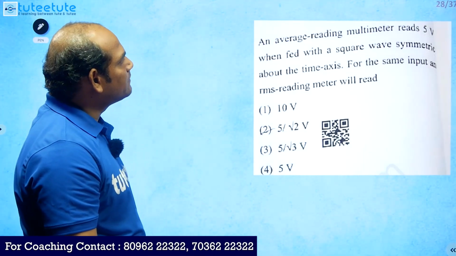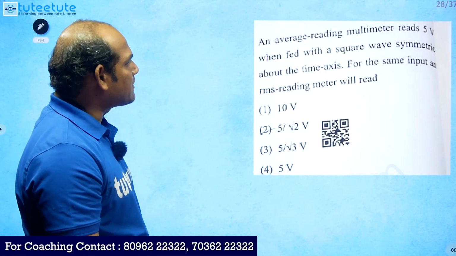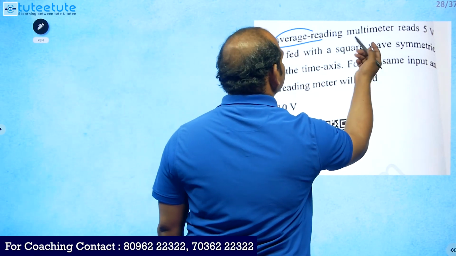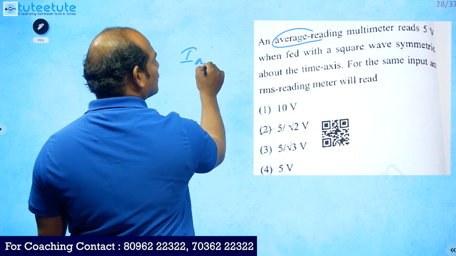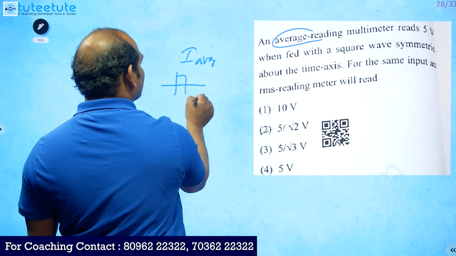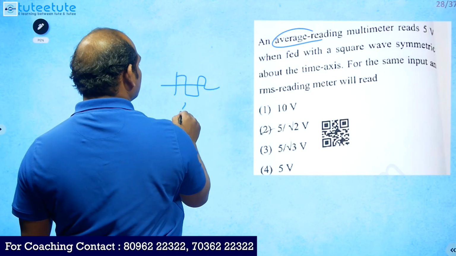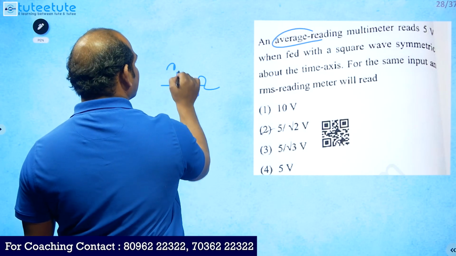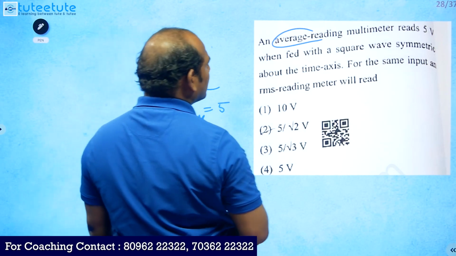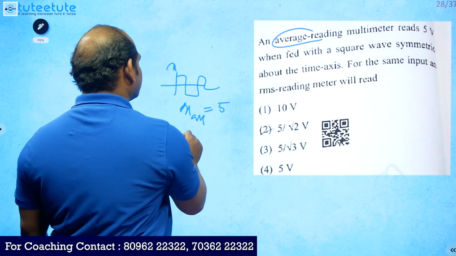Next, average reading multimeter reads 5 volts when fed with a square wave symmetric about the time axis. Okay, here average reading means they are giving directly I average, they are talking about current. Some square wave is there, so they have got the average value. The average value of this signal, for example the square wave, we got 5. Symmetric about the time axis. For the same input, what is the RMS value?